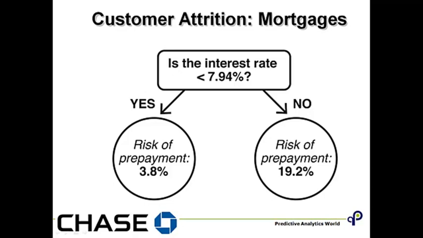which basically divides their mortgage holders into 2 segments based on the interest rate. So is the interest rate less than 7.94%? So if it's relatively low, go left, that's yes, otherwise go no. And that distinguishes, breaks the customers up into 2 segments with very different defection or churn rates, which in the case of a mortgage is called a prepayment. So risk of prepayment 3.8%.